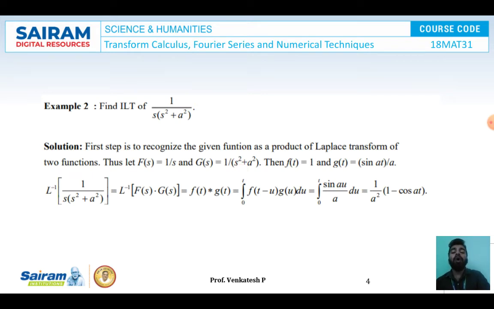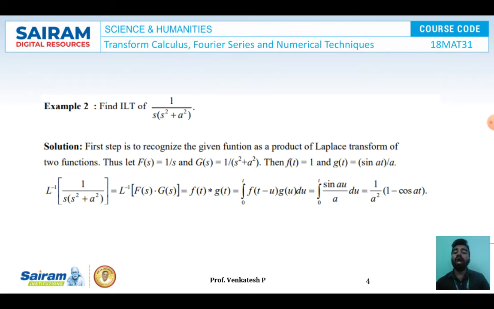So now I am going to apply Laplace inverse for this F of s and G of s to find the values F of t and G of t. So after applying Laplace inverse on both sides here, we will be getting Laplace inverse of F of s is equal to f of t will be equal to Laplace inverse of 1 by s, that is 1. Similarly, Laplace inverse of G of s will be equal to g of t, and Laplace inverse of 1 by s square plus a square is sin at by a. So we got f of t is equal to 1 and g of t is equal to sin at by a.